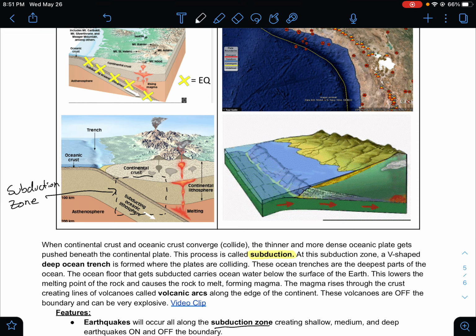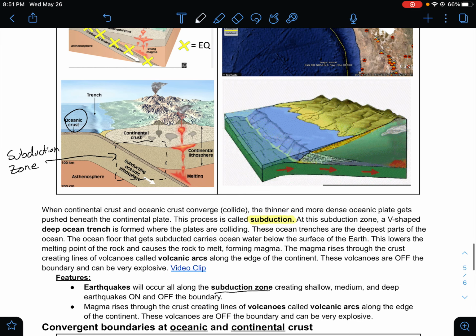This is super important that you know this. So we have subduction here because we have oceanic crust. And oceanic crust is more dense, as we just talked about, which means it's going to subduct or go under the continental plate. So this area right here, this square that we have, is called the subduction zone.